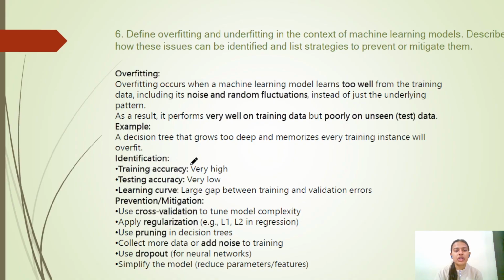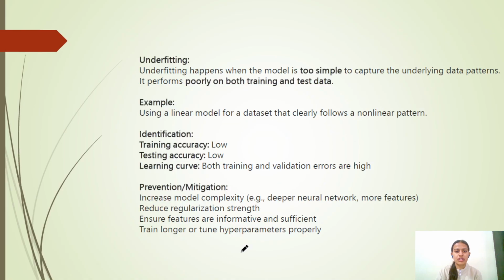Identification: training accuracy is very high, testing accuracy is very low; in the learning curve, there is a large gap between training and validation errors. Prevention and mitigation: use cross-validation to tune model complexity, apply regularization, use pruning in decision trees, collect more data or add noise to training, use dropout for neural networks, and simplify the model by reducing parameters or features.